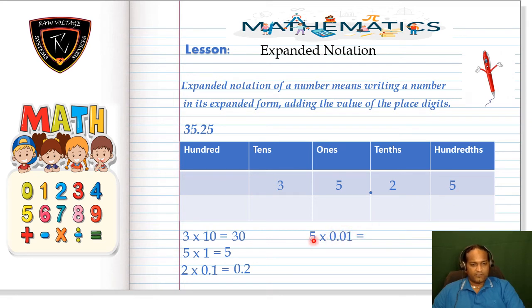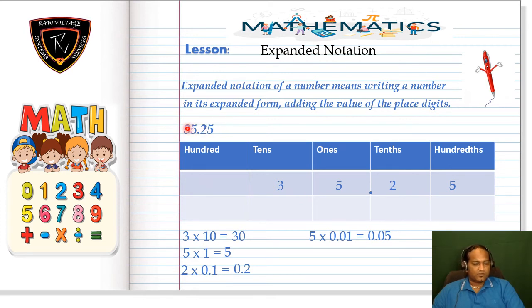Right, so 5 multiplied by this 0.01 will give you 0.05. And when we add this and this 5 and this 30, we will get 35.25. So the expanded notation of this now, if you have to write it out, will be all these that we're writing out here.